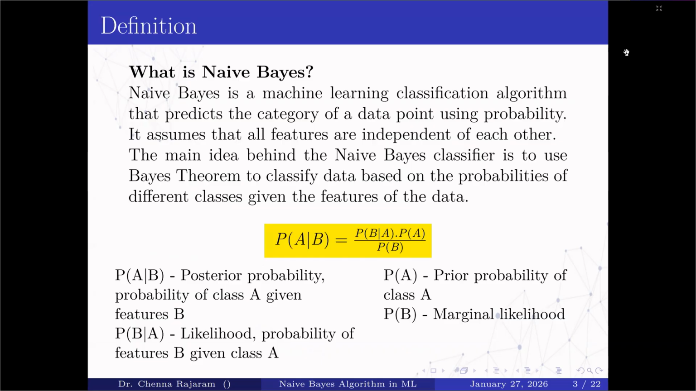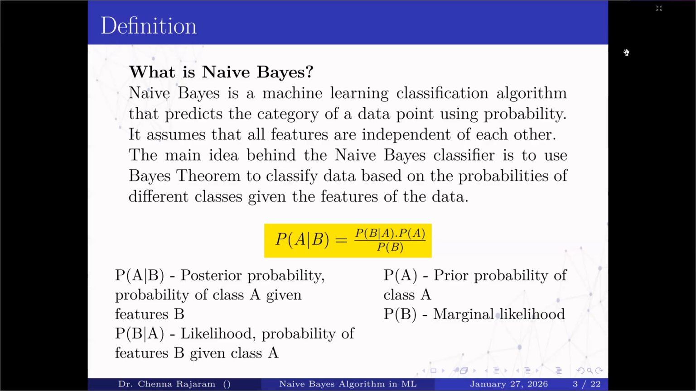What is Naive Bayes? Naive Bayes is a machine learning classification algorithm that predicts the category of a data using probability. It assumes that all features are independent of each other. The main idea behind the Naive Bayes classifier is to use the Bayes theorem to classify data based on the probabilities of different classes given the features of the data.